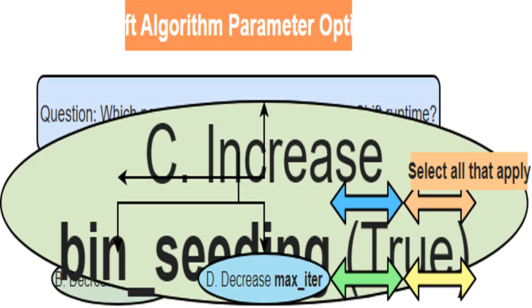Bin_seeding. This is a clever optimization technique. Setting it to true or increasing it, if you interpret the question that way, activates this technique, which involves dividing the data into bins before processing. This reduces the computational load, making it faster.